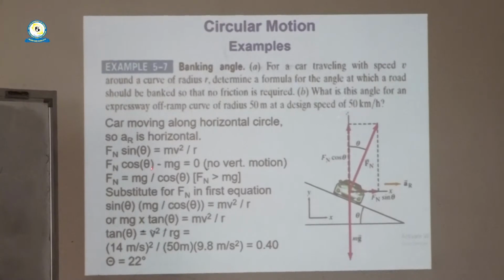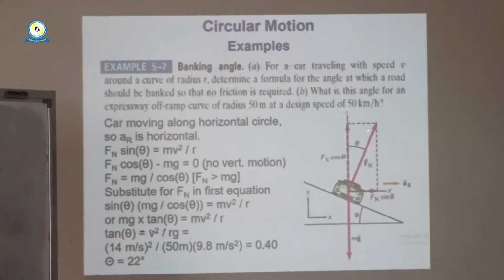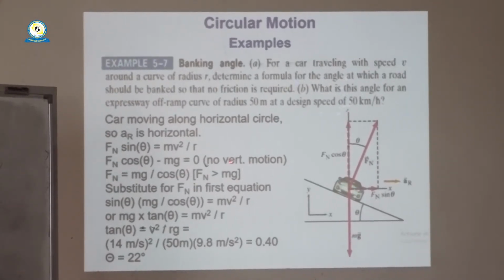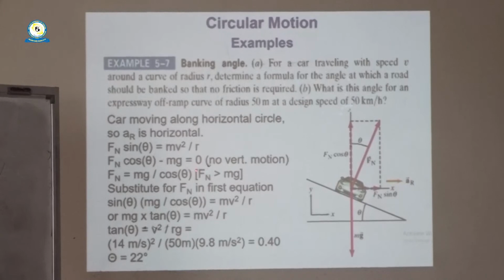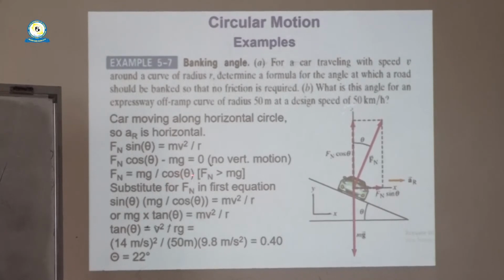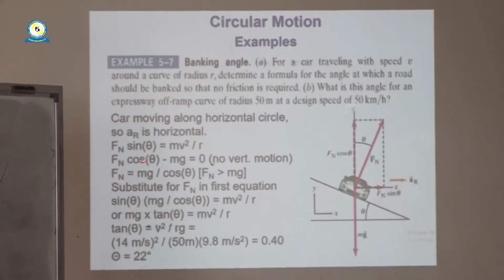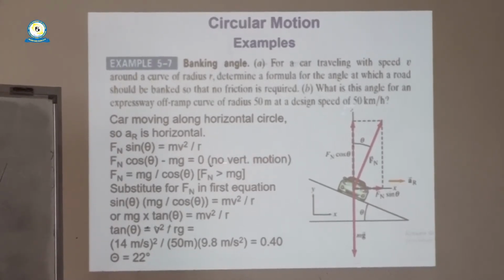We find Fn cos theta minus mg, this component here. When you resolve normal force, you see this one balances with this component here. No vertical motion, that's why you put 0. Fn cos theta is equal to mg. Now you can see you have two equations. In x-axis you have this equation, and in y-axis this one.